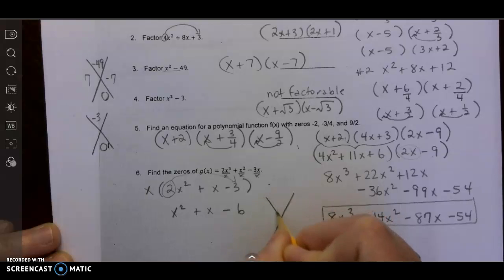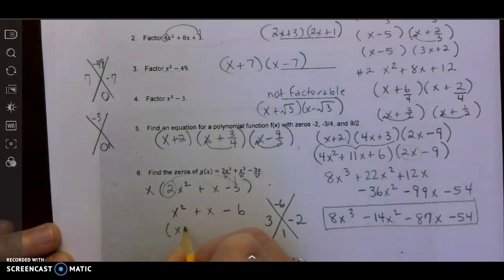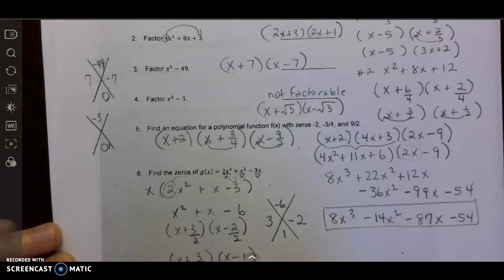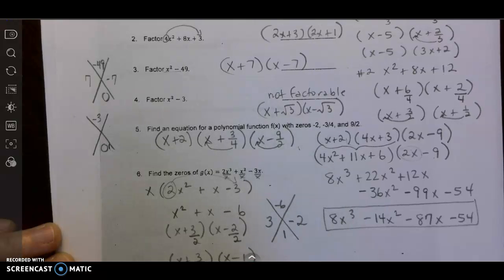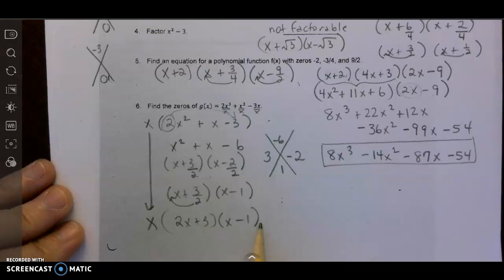So I'm looking for the factors of negative 6 that add to 1. With 3 and negative 2. This is x plus 3, x minus 2. But because I multiplied by 2, I now have to divide by 2. Simplify. This first one can't be simplified. This one can. Slide that 2 over, and I get 2x plus 3, x minus 1, and remember I need to bring this x down. So here are my factors.